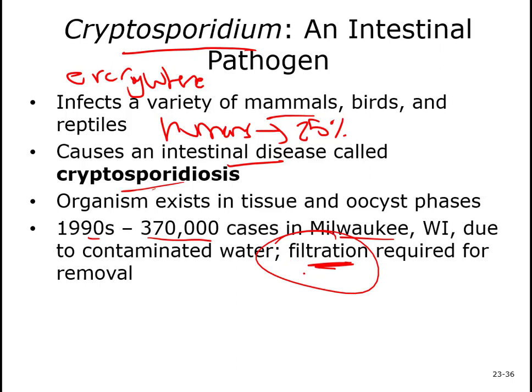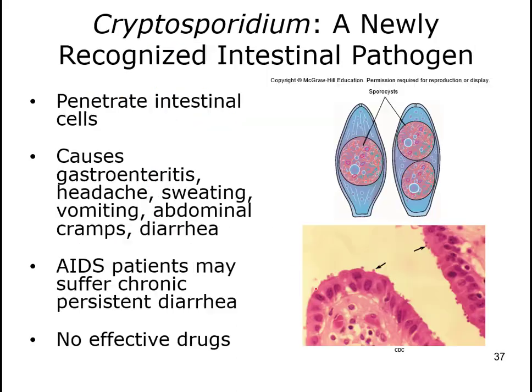There have also been some outbreaks of Cryptosporidium associated with daycare centers. Like a lot of the other intestinal protozoa, this protozoa will enter the intestinal cells, penetrate them, and cause things like diarrhea, cramps, sweating, and vomiting. This one usually goes away on its own. It can become more serious, though, of course, in AIDS patients.